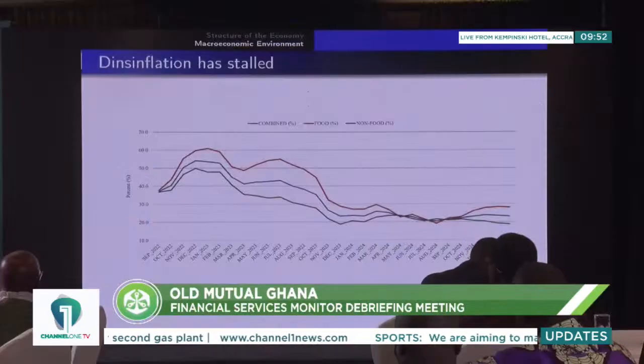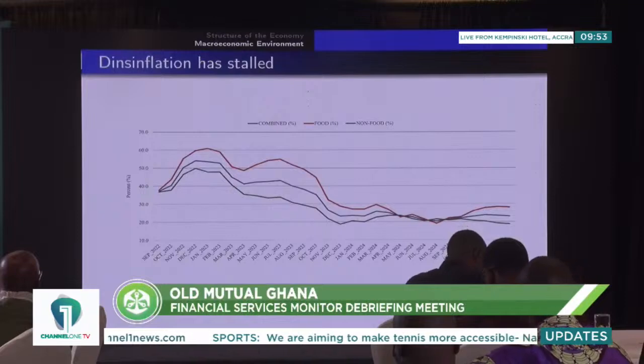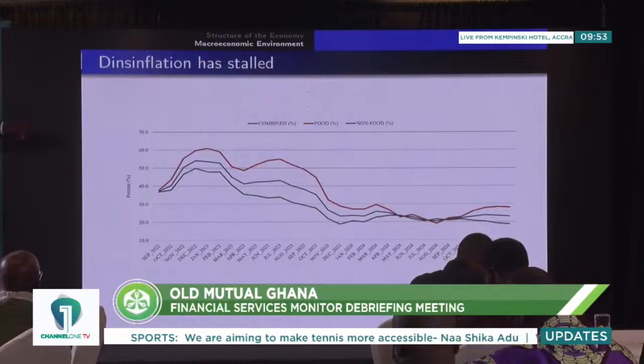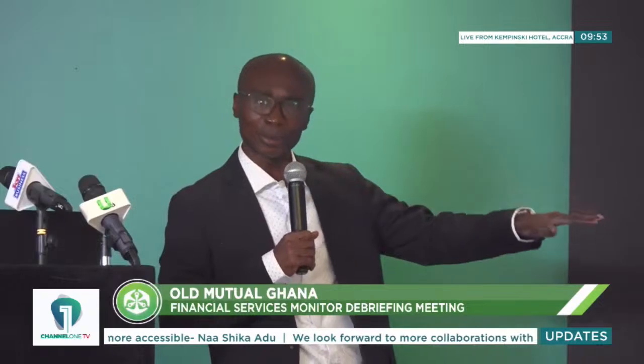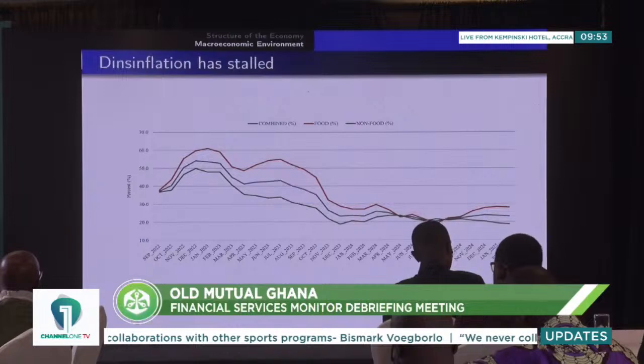So here is where I show you the inflation. I'm showing you food inflation is the one on top, and then the blue one is the combined, and then the green one is non-food inflation. So you can clearly see that we reached a peak around the end of 2022. Since then, the inflation rate has been coming down a little bit, but you can see clearly that it kind of flattens out and then starts bumping up a little bit towards the end of 2024 into 2025.